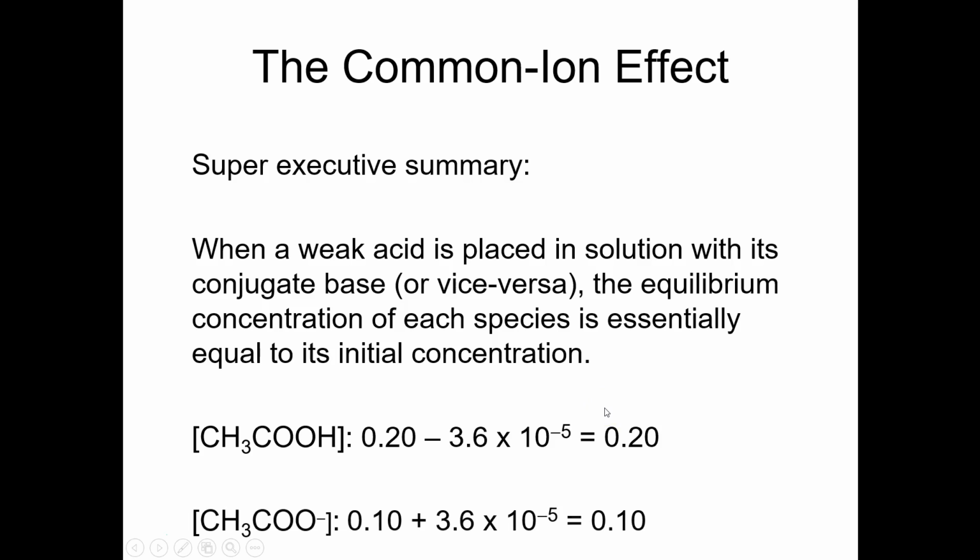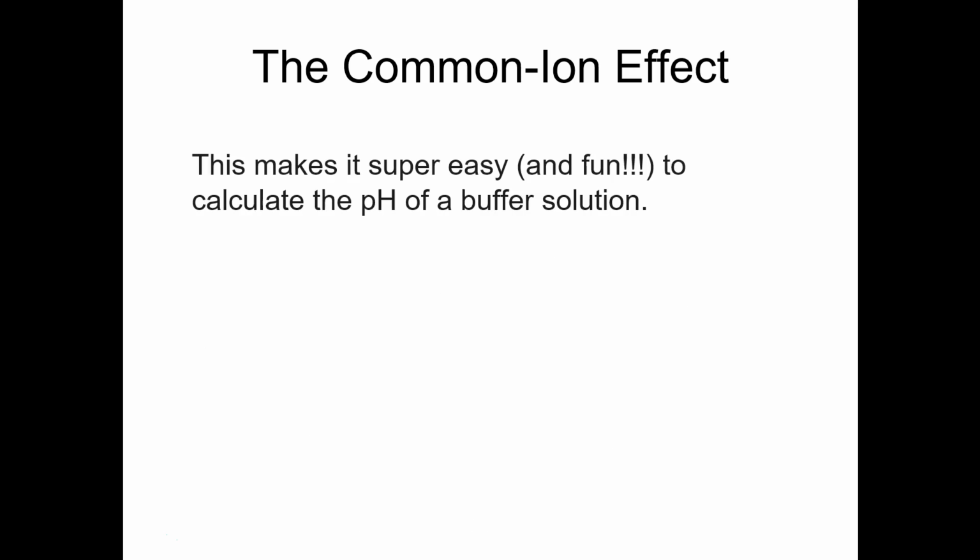And the change in concentration of the acetate between the initial condition and the final equilibrium condition is so tiny that it could also be ignored. And so we can simply treat the equilibrium concentration of both the acid and its conjugate base, or weak base and its conjugate acid, as being equal to the initial concentration.